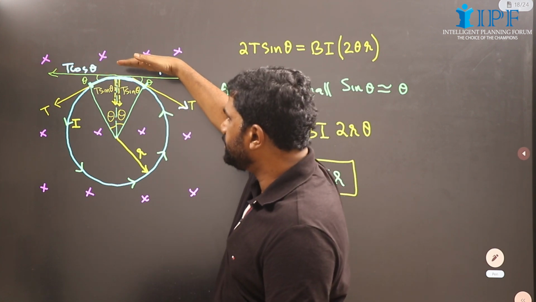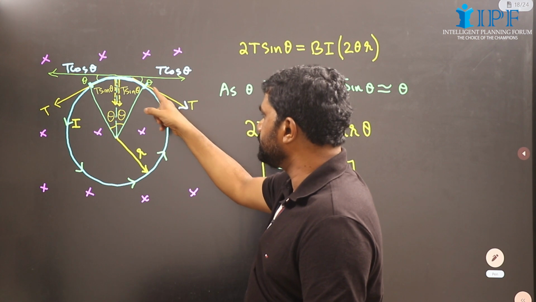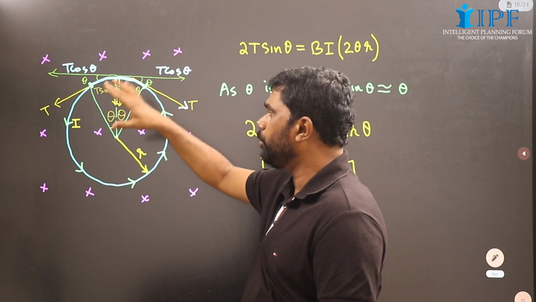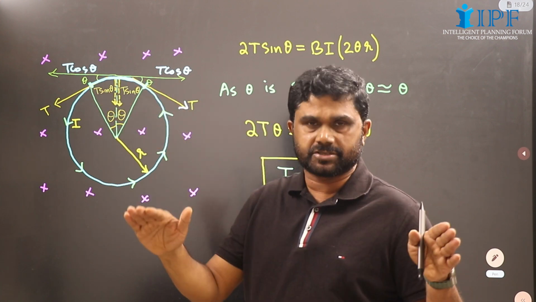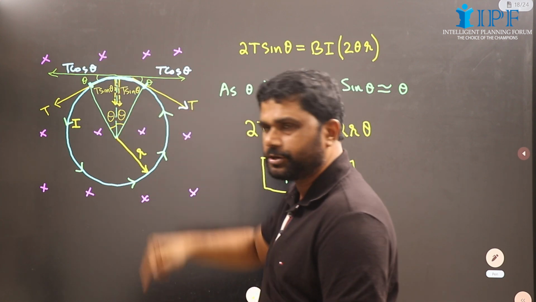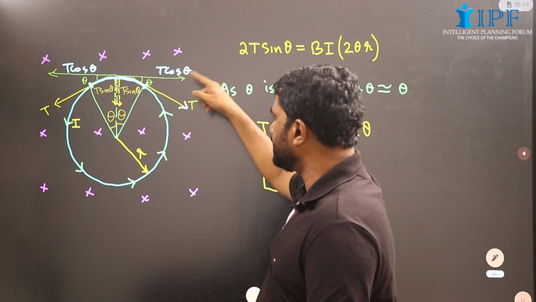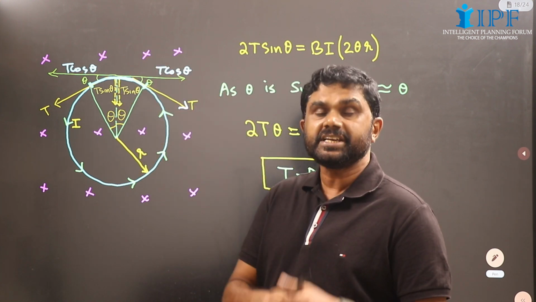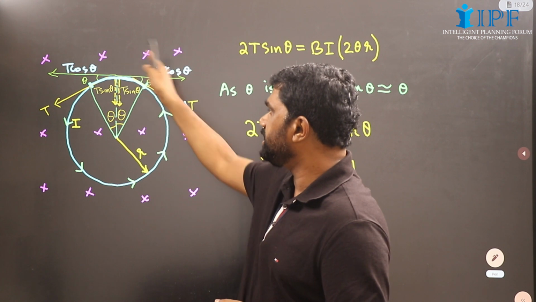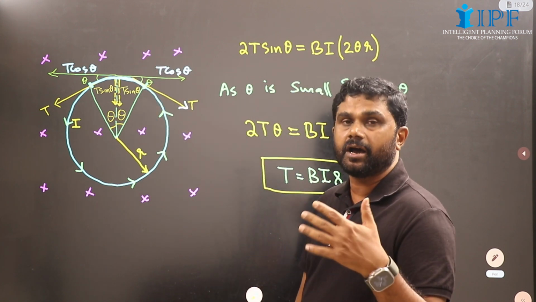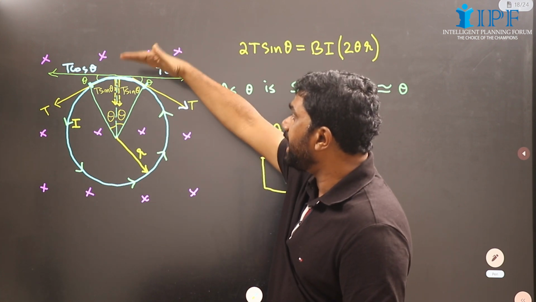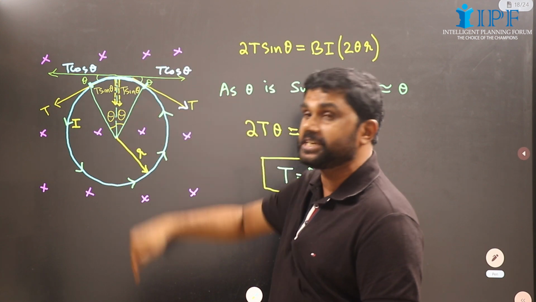Now this T can be resolved: T cos theta like this, and this T also can be resolved: T cos theta like this. This is the tangential component of T, and these will get cancelled. But what about the radial component? T sin theta acts towards the center, so these will get added up. The T cos theta components, being in opposite directions, will get cancelled. So the resultant force on that element will be directed towards the center.